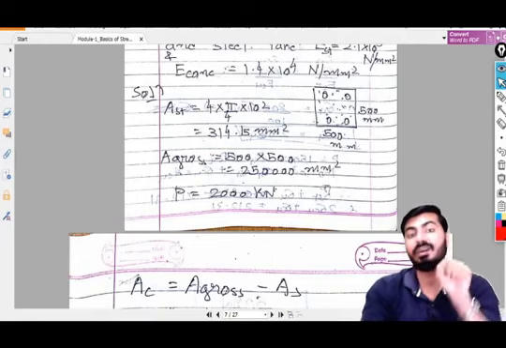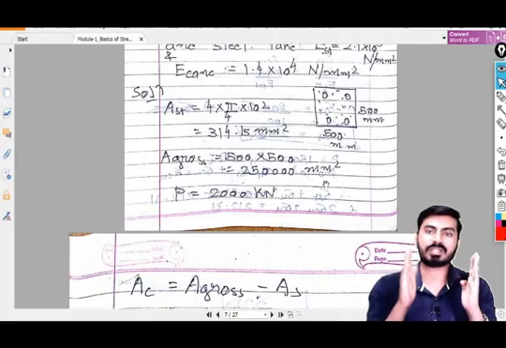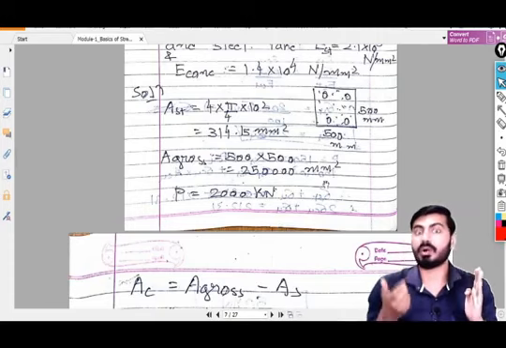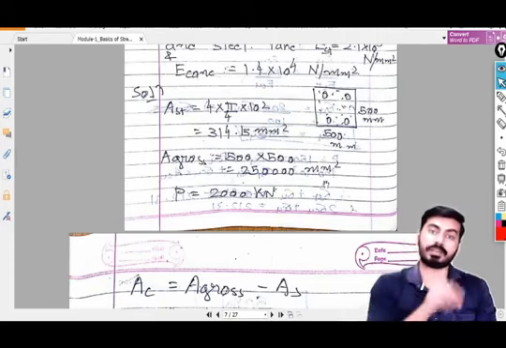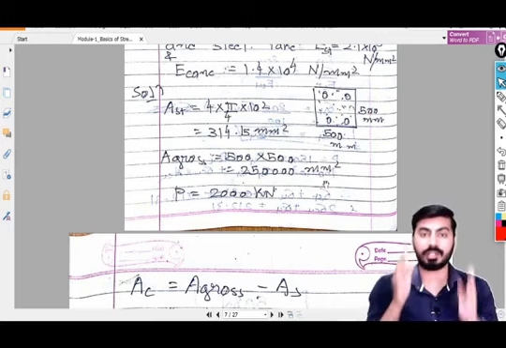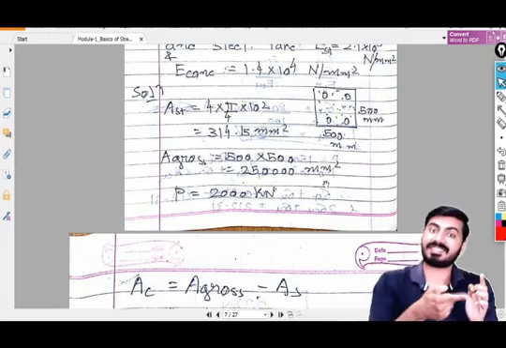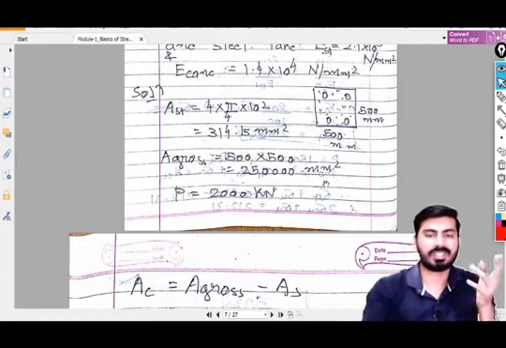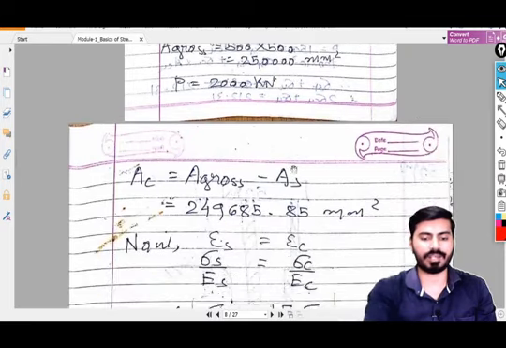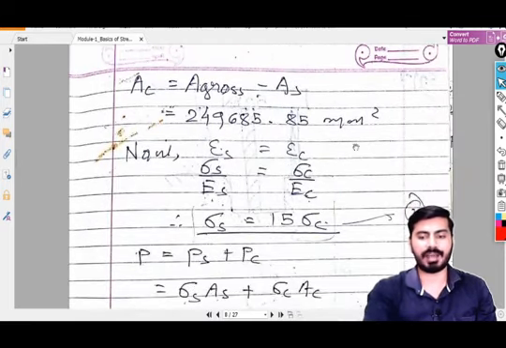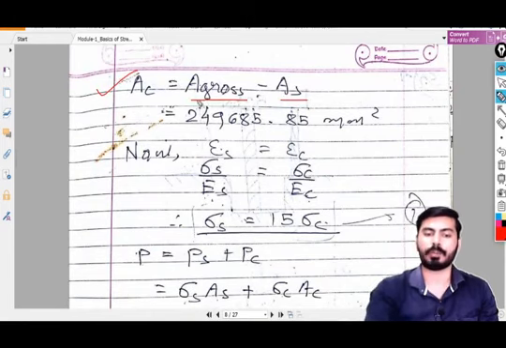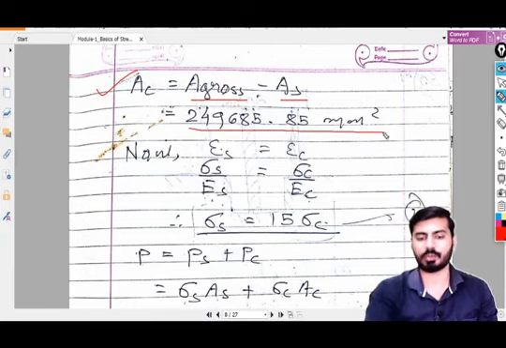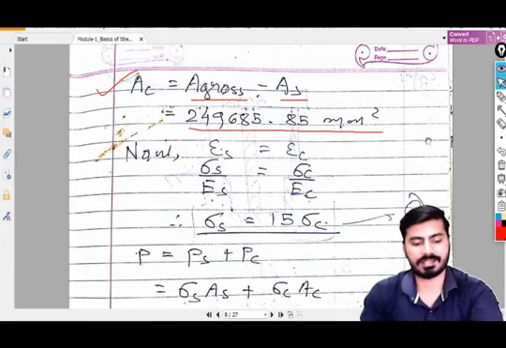Because this is not the area of the concrete, although it is the area of the square. It is not the area of the concrete because we have inserted 4 different rods into that particular square. You need to subtract the area of the rods in order to find the area of the concrete. Area of the concrete is represented by AC, and as you can see, AC is calculated by subtracting A steel from the gross area, and the answer comes out to be this. Okay, so this is our answer.